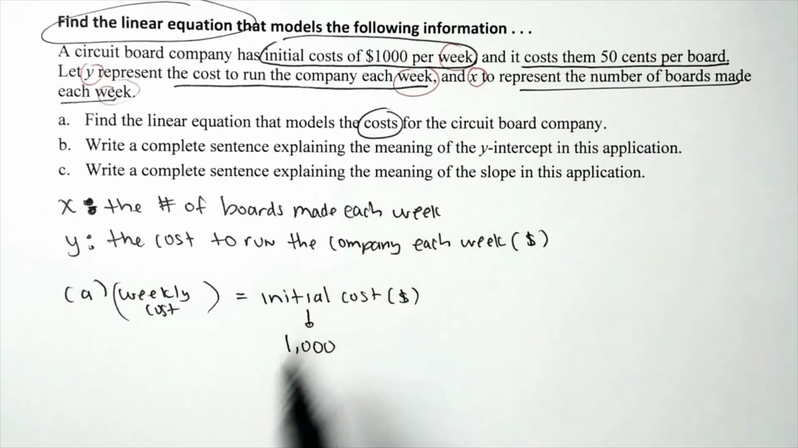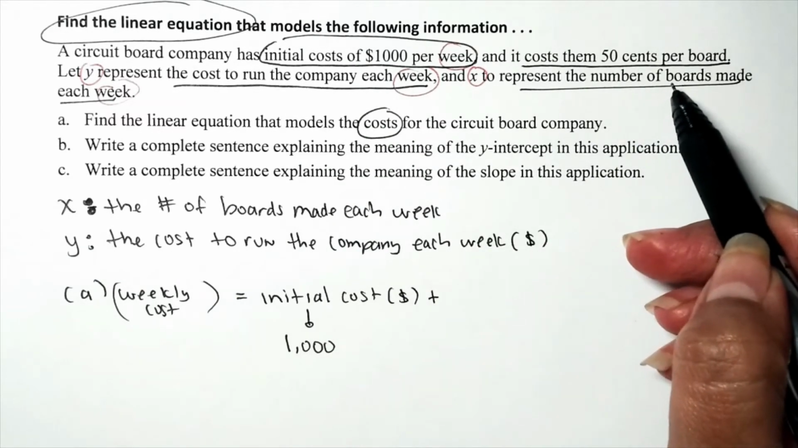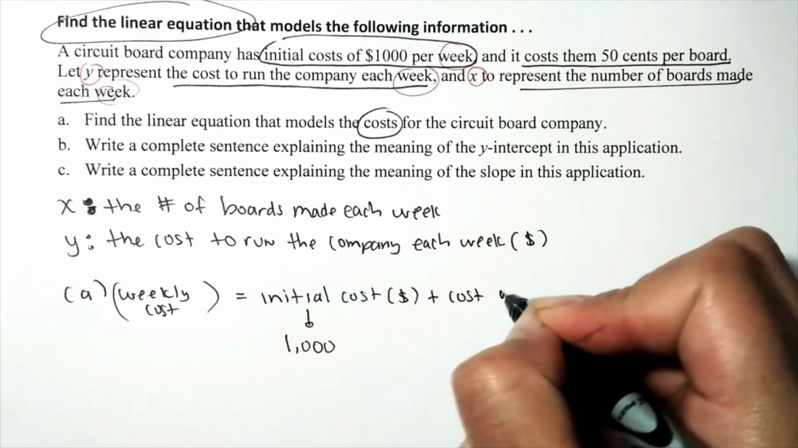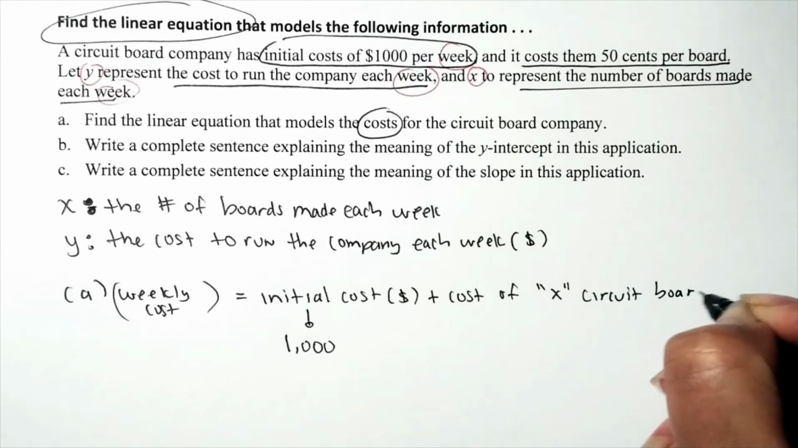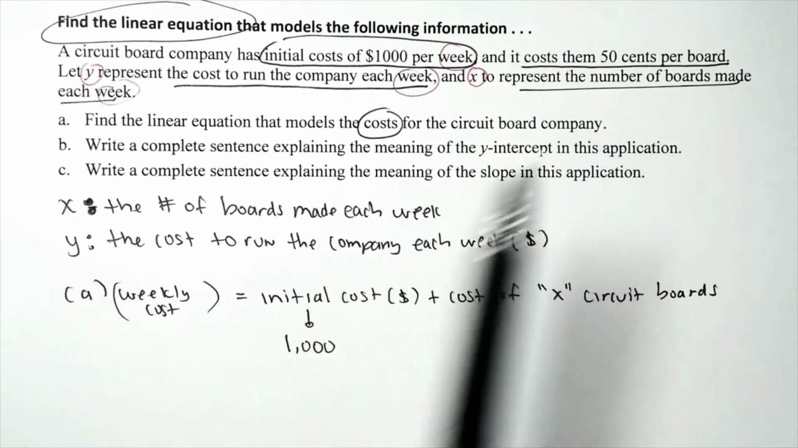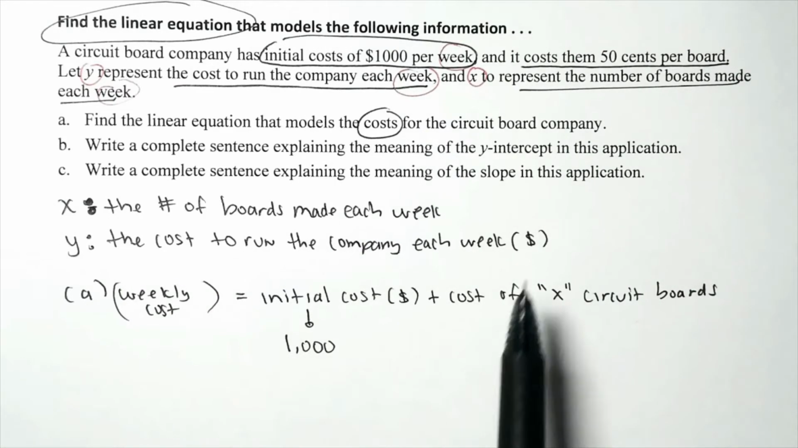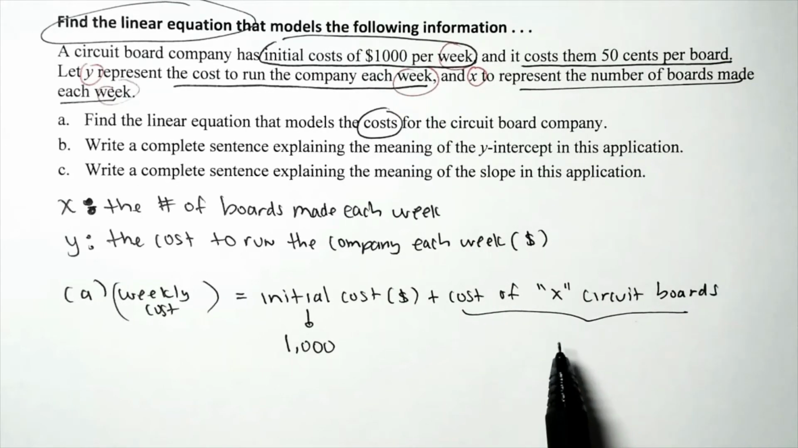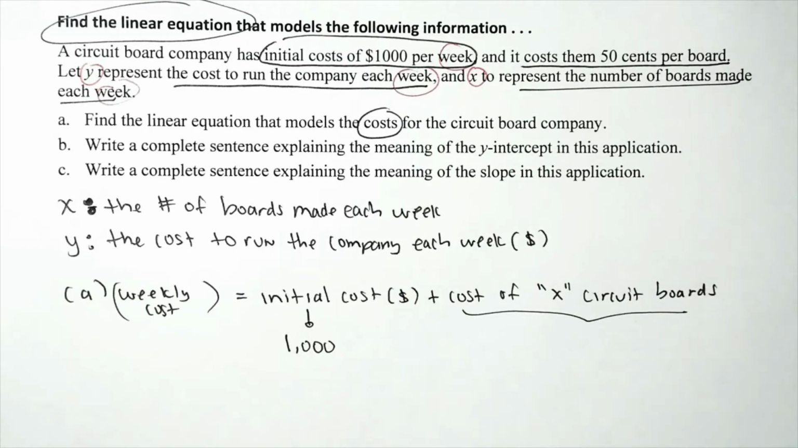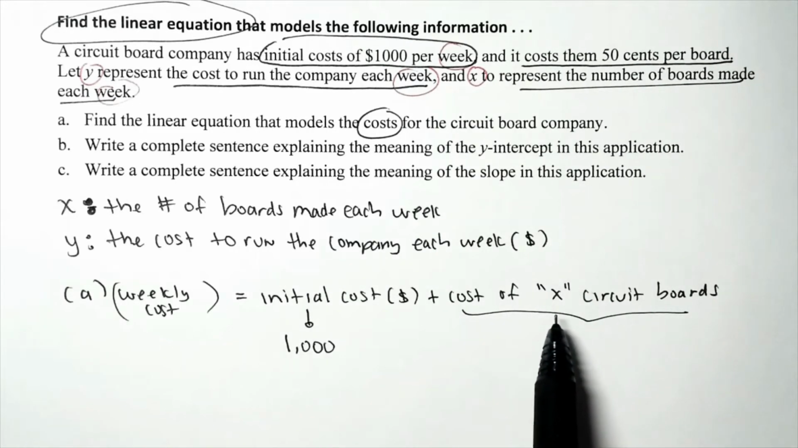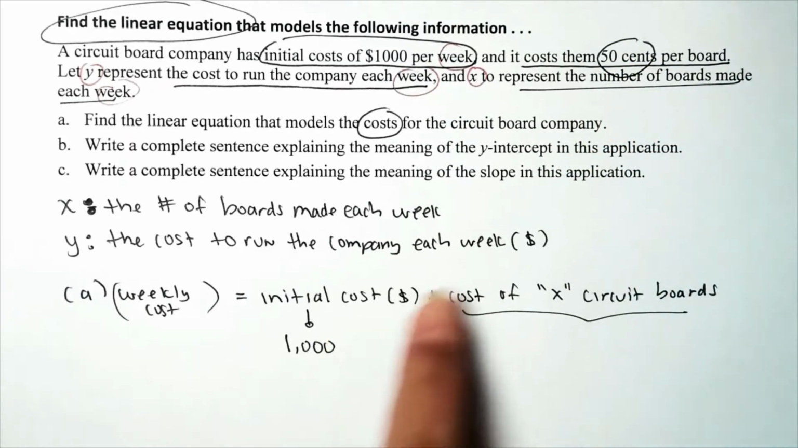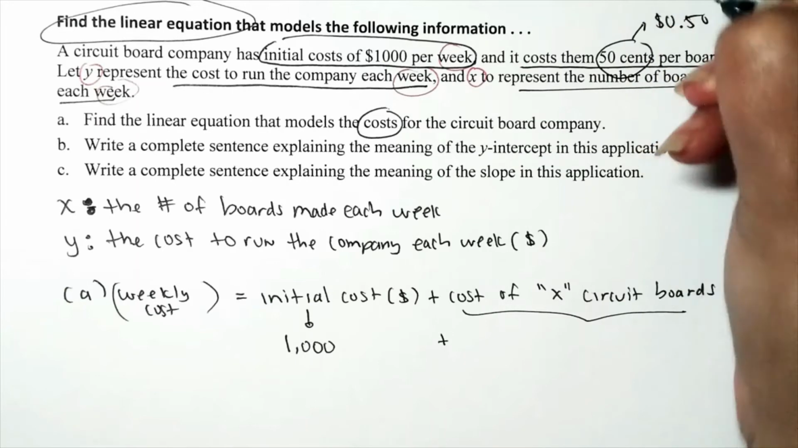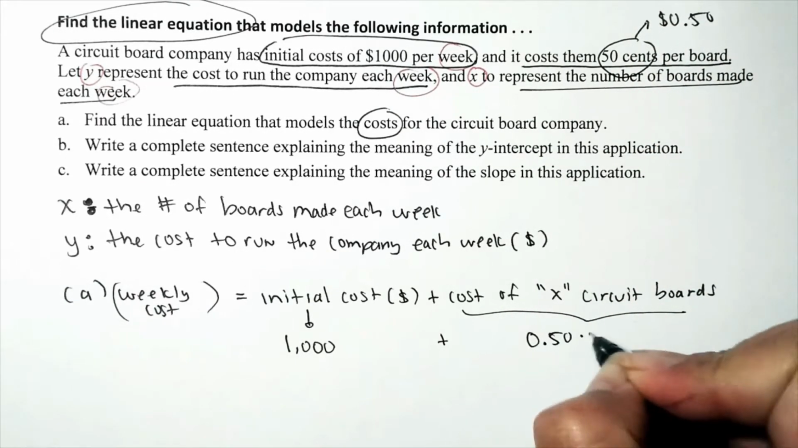Fantastic. So what's the weekly cost? It's the initial cost of 1,000 plus the cost of making all those circuit boards. So I'm going to say plus the cost of making X circuit boards. Now, we know that it costs them 50 cents to make each circuit board. So what would be an expression for making X circuit boards? If we only made one circuit board, it'd be 50 cents times 1. If we made 2, 50 cents times 2. 3 circuit boards, 50 cents times 3, and you get the drill. So an expression that represents the cost of making X circuit boards is 50 cents times X. But we have to write 50 cents as a fraction of $1 because of the units, so we write it as 0.50 times the number of circuit boards.